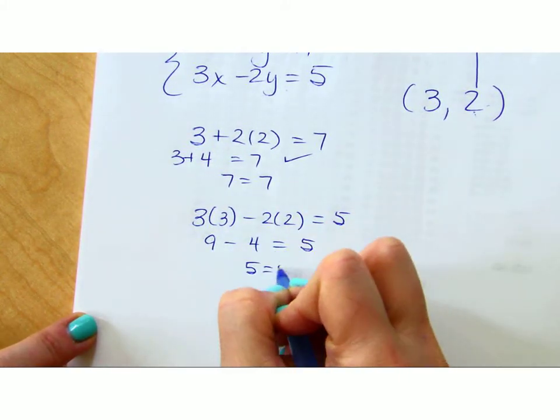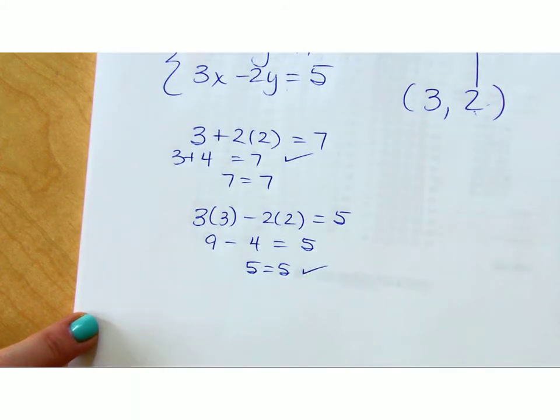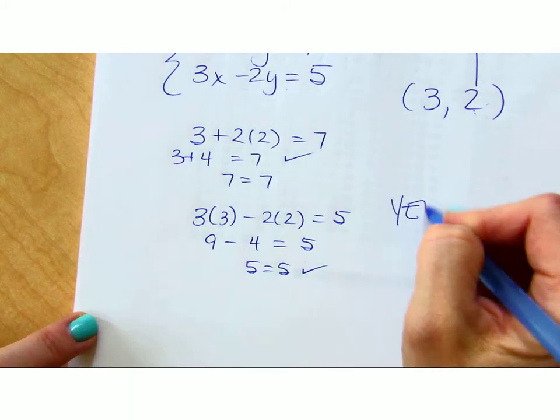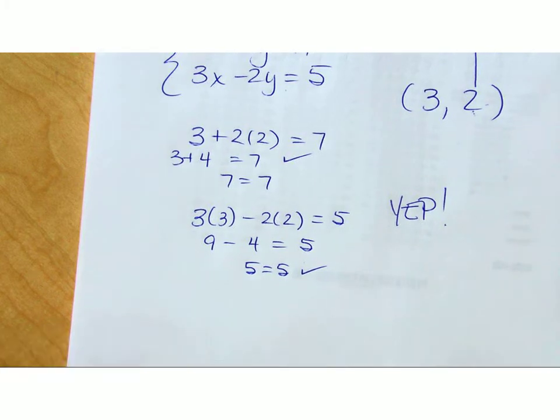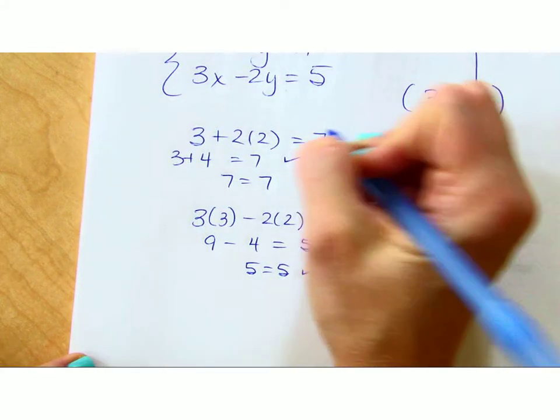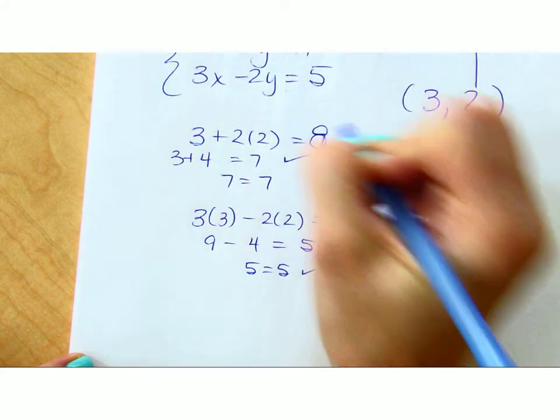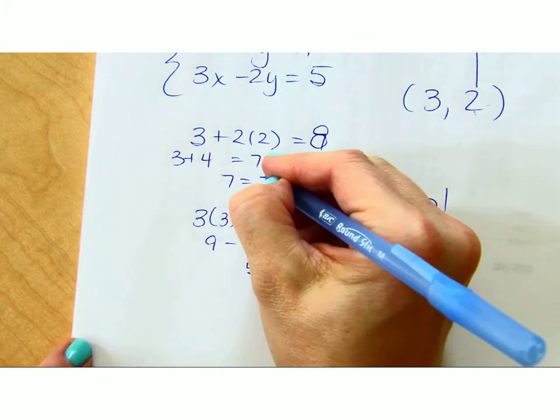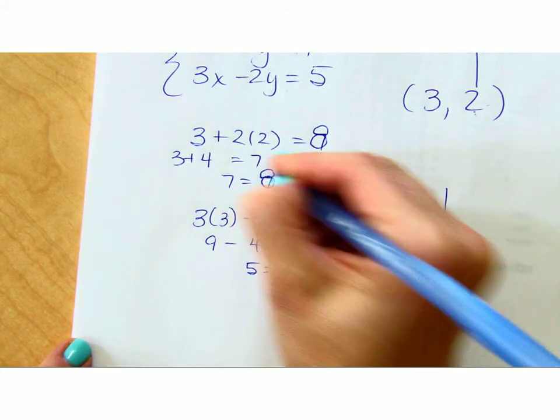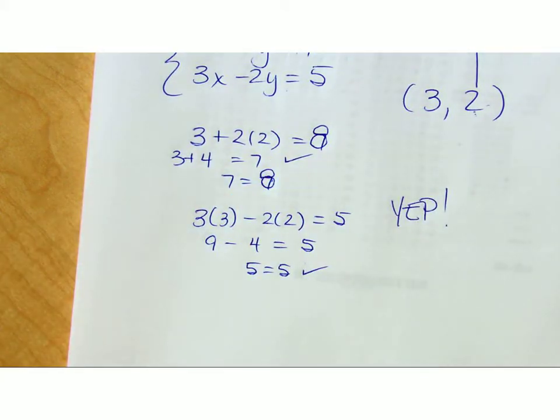Yes. 5 equals 5. That is also a check. And when you have 2 checks, yup, 3, 2 is the solution to that system. Does that make sense? It's kind of common sense, right? If this 7 was an 8 instead of a 7, would I even need to check the second equation? No. So do you understand the check?